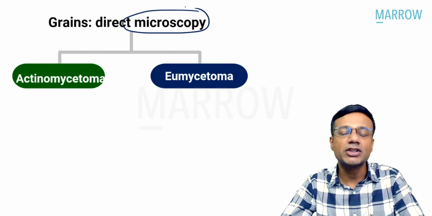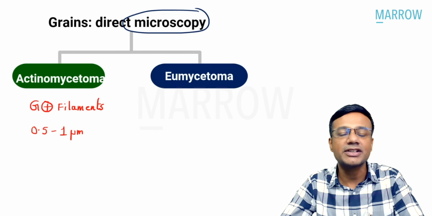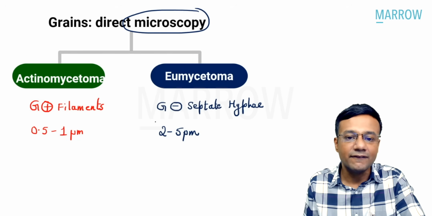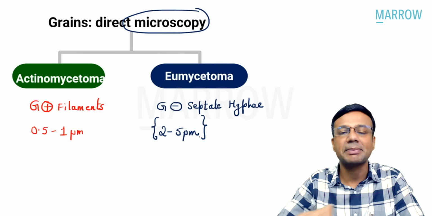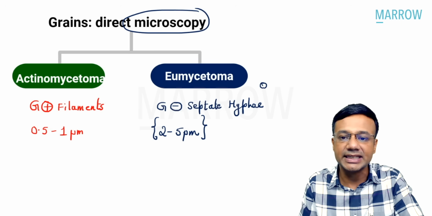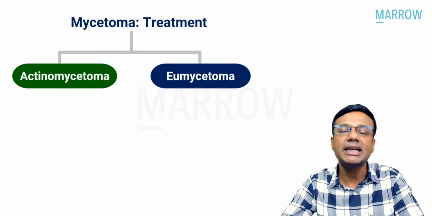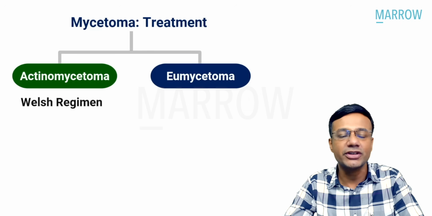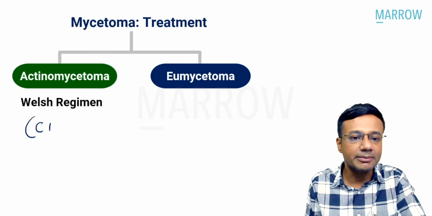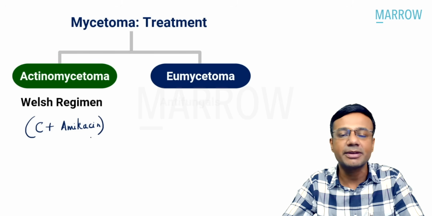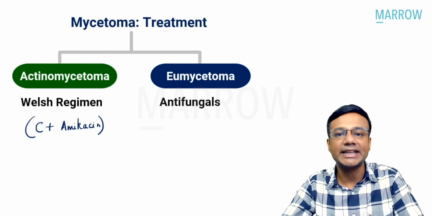In case of actinomycetoma, what do we get, students? We get gram-positive filaments, which are 0.5 to 1 micrometer. Whereas in eumycetoma, we get septate hyphae, which measure between 2 to 5 micrometer. So this was what was asked in this time's exam as a question. In terms of treatment, for actinomycetoma we generally use Welch regimen, which is made up of cotrimoxazole and amikacin. So cotrimoxazole with amikacin are the drugs we use in Welch regimen. For eumycetoma, we are going to use antifungals.